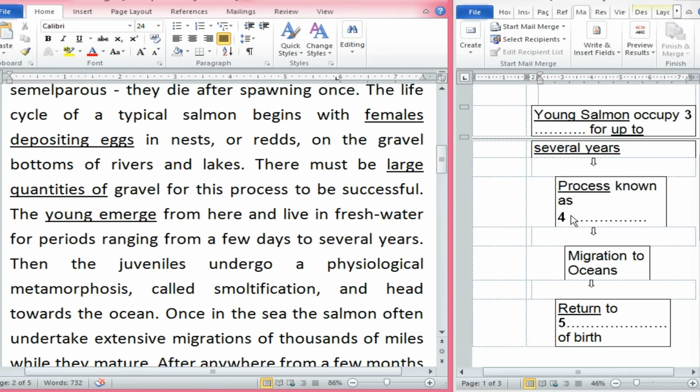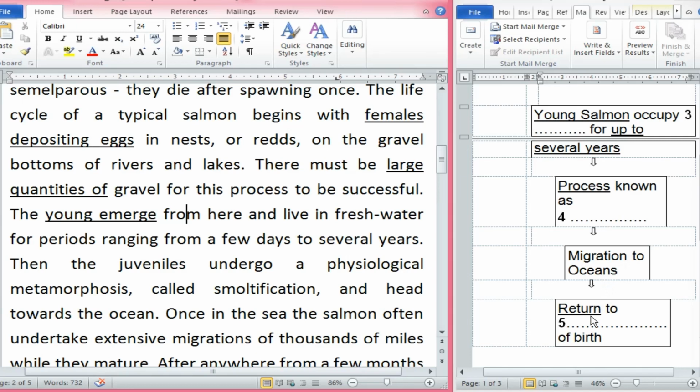Smoltification. So here is your fourth answer, and it is one word. It's a process known as smoltification. Good. And now there is no question here, so don't try to even find that. Many students even do that, so be careful.